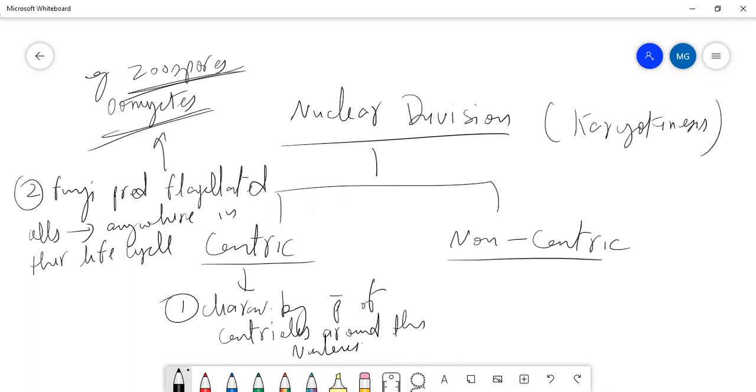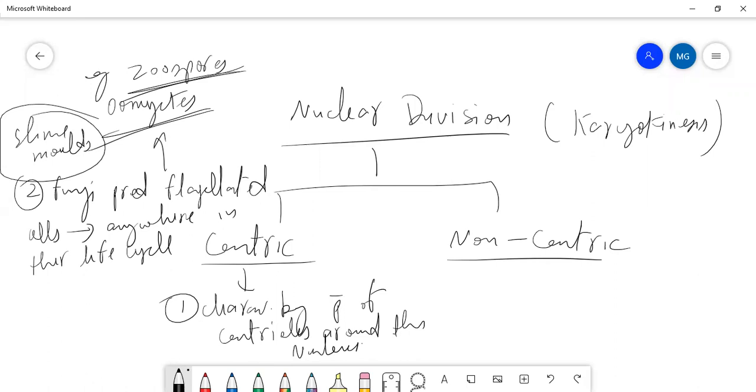Certain members of myxomycota, we just talked about slime molds. Myxomycota, they also have flagellated cells. Their cells also contain flagellated cells. Is this very clear? So which members of fungi will contain flagellated cells?